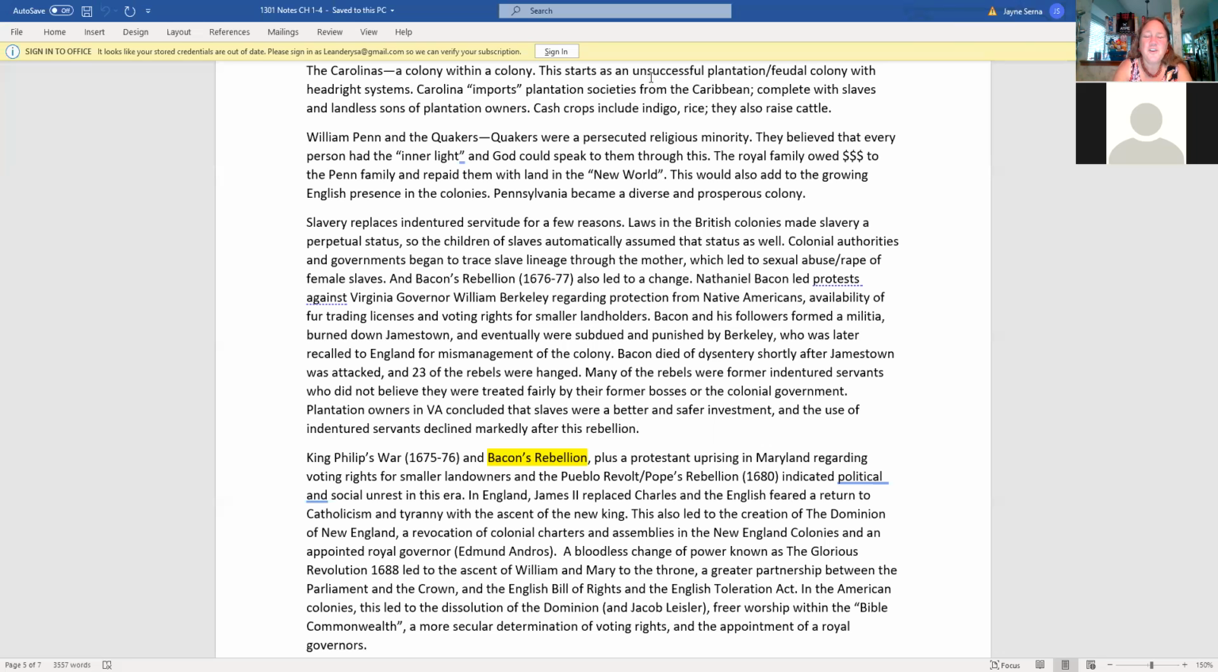All right, so the governor is like, Bacon, you just need to calm down. Bacon leads a revolution.